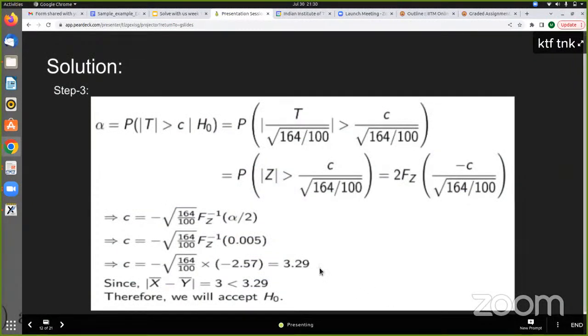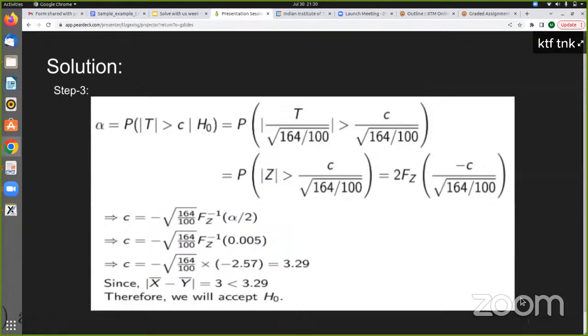From there we get the value of c as 3.29, and we have already defined the test: if c is greater than 3, then what will we do? If it is greater than, then we will reject; since it is less, we will accept. Yes sir, correct.